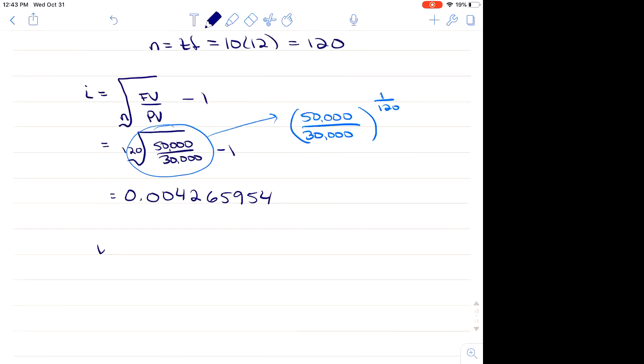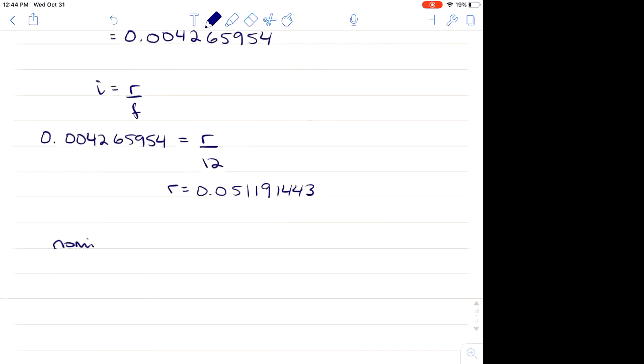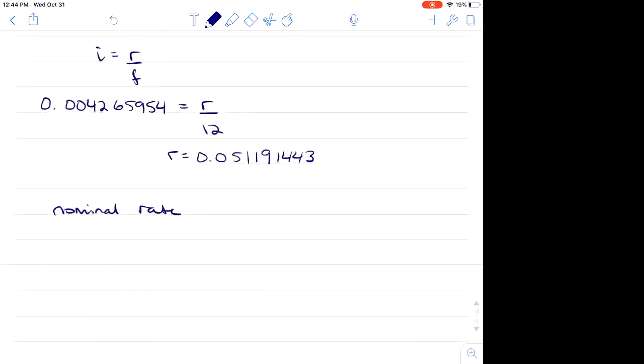So then I is R over F. I we know is 0.00426595, which is R over F, which is 12. I have the 0.004 on my calculator still, so I can multiply by 12. And I get R is 0.0511914443. So the nominal rate is approximately 5.12%.